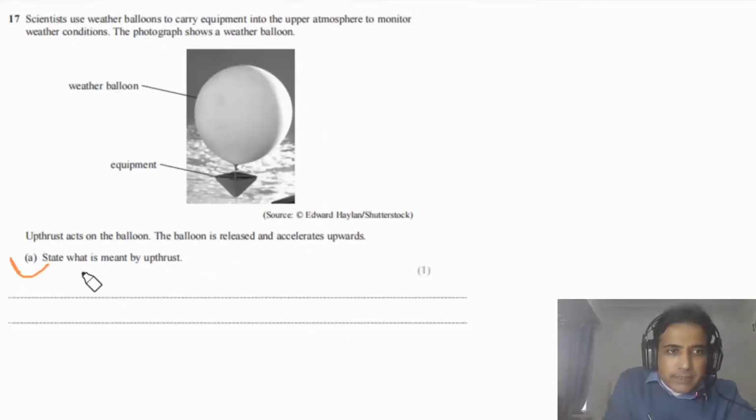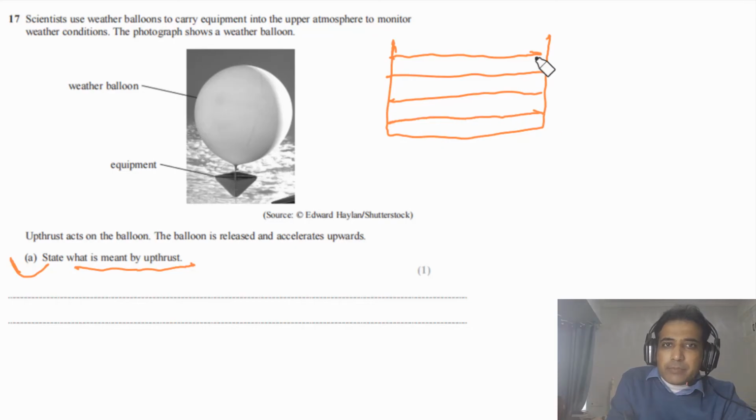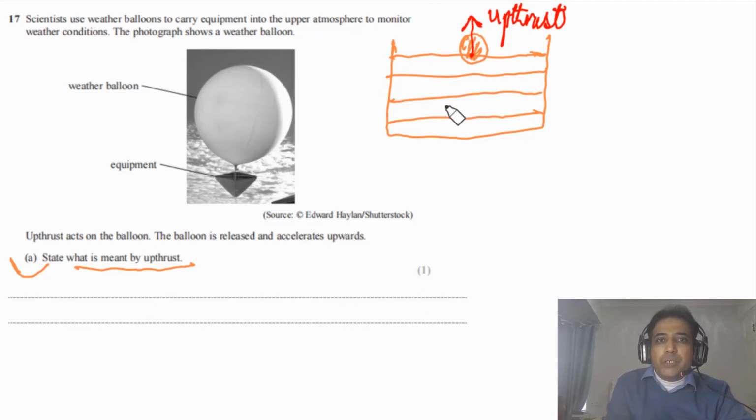Question 17 part A says, state what is meant by upthrust. Upthrust we can simply understand with the help of this container. Imagine that we have this container, and inside this container we have a fluid. I mean, it can be gas, it can be liquid. If we place a ball inside this fluid, this ball will experience an upward force. Then that upward force we call upthrust, and that is due to displacement of the fluid. So this is how we can simply state upthrust.